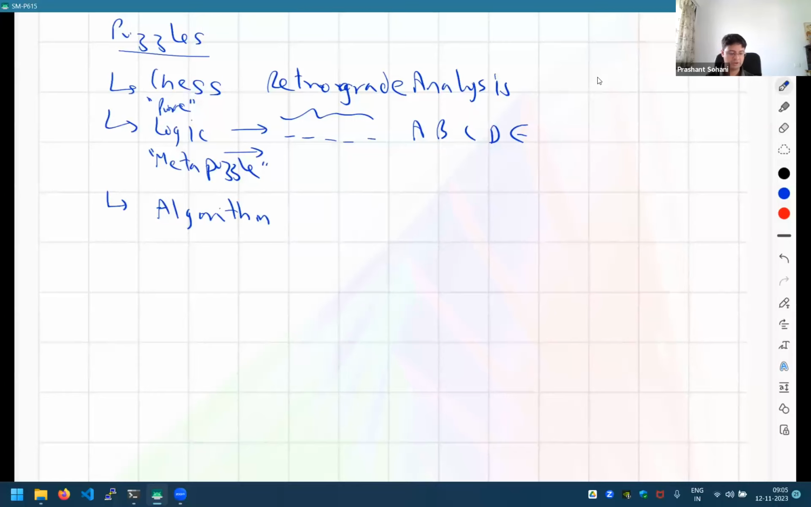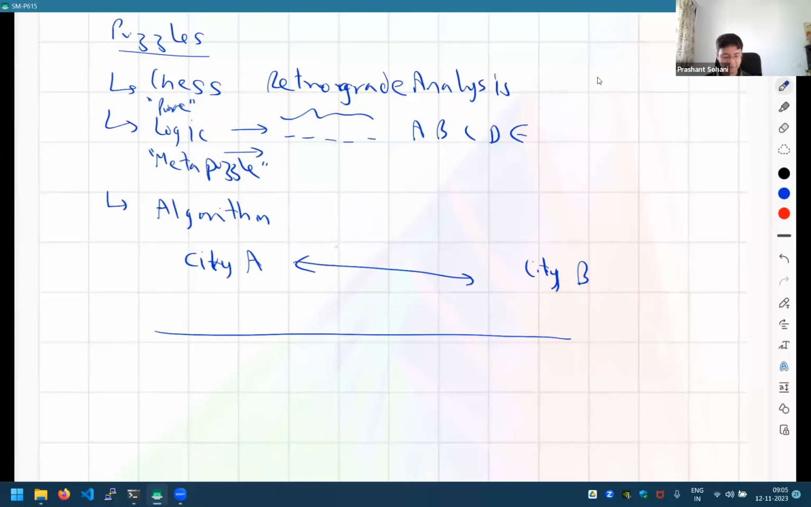This is a problem which maybe somebody had faced in real life. There are two cities, city A and city B, located far away from each other. Let us say that the distance between them is 10 kilometers. So it's not very trivial to go from one place to the other.